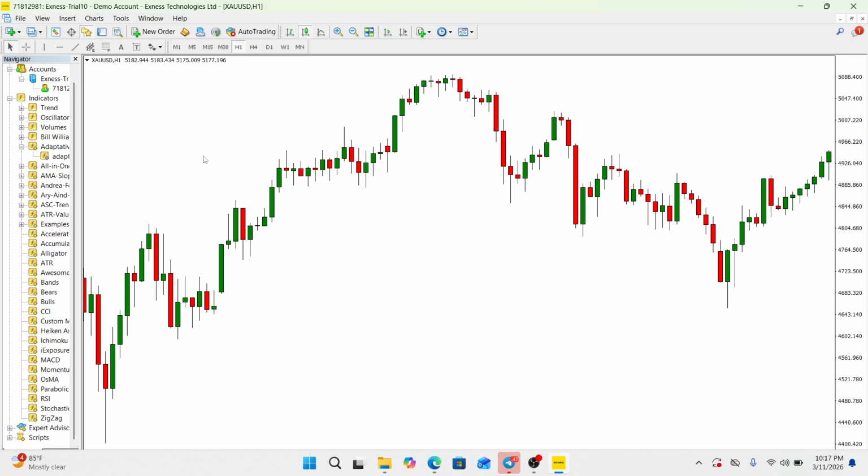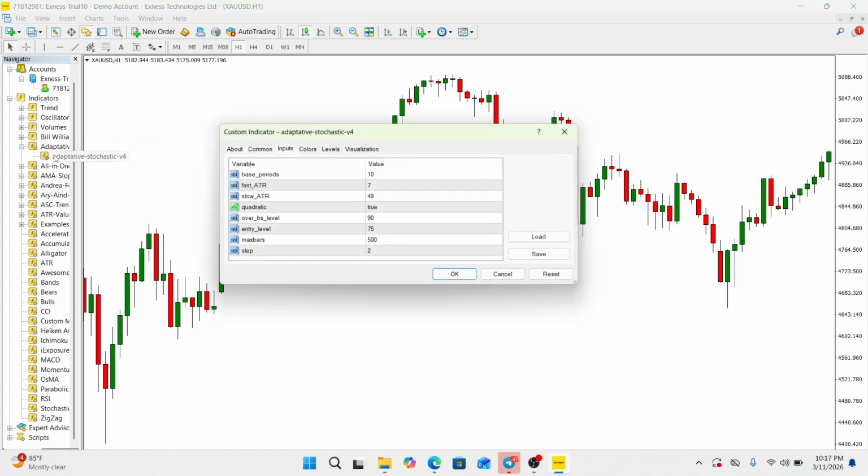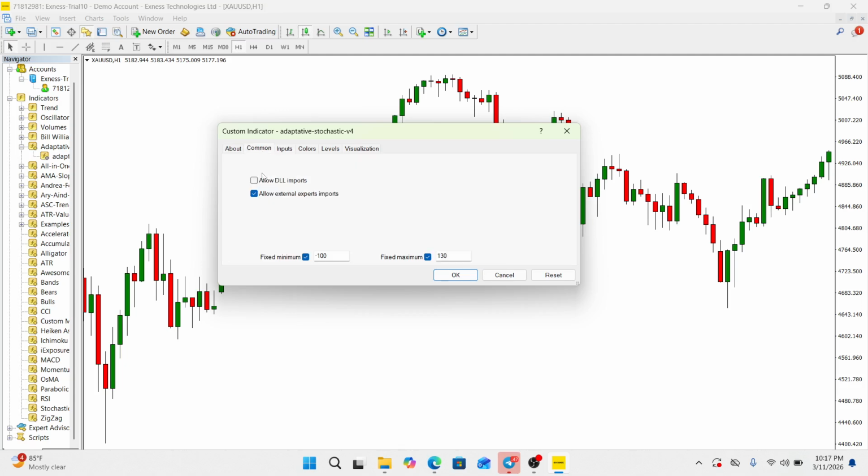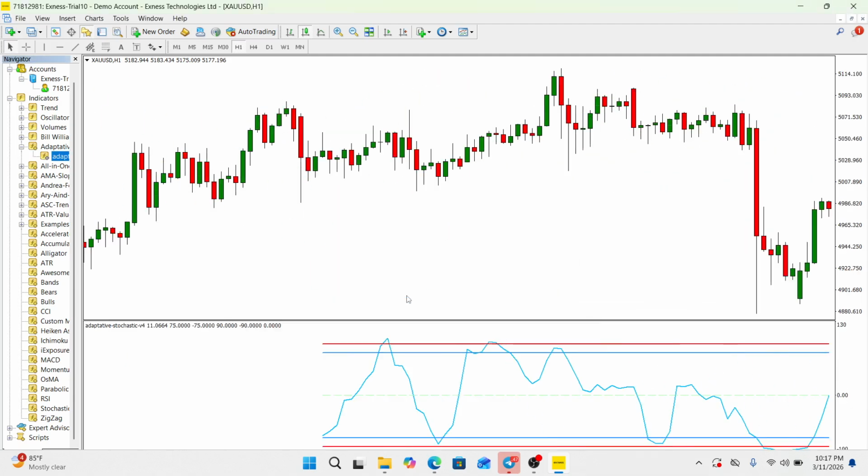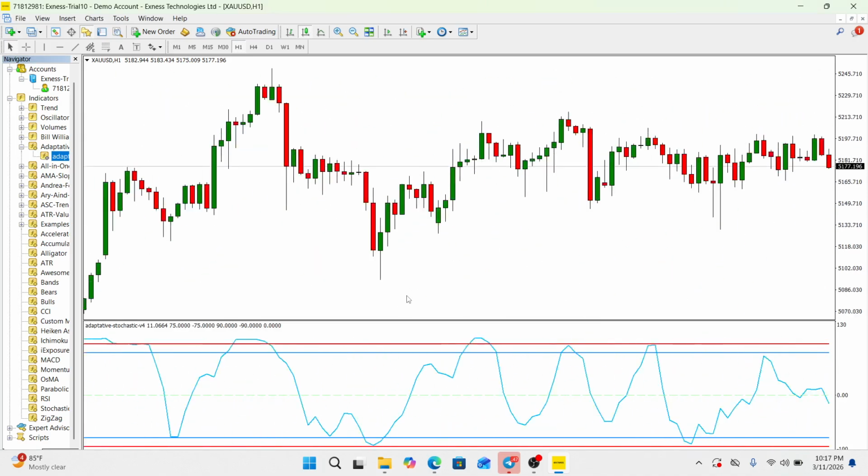At this point, I'm going to load the indicator on the chart so you can see how it looks in real time. Remember to allow the DLL imports. Alright, and there we have it.